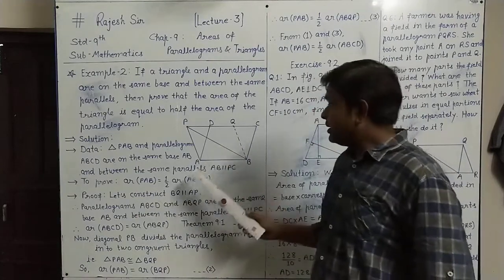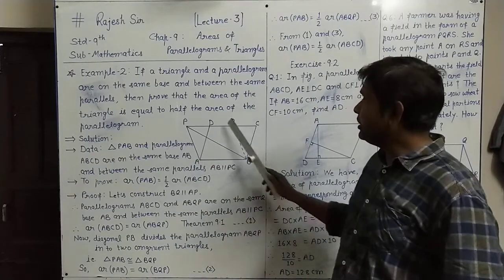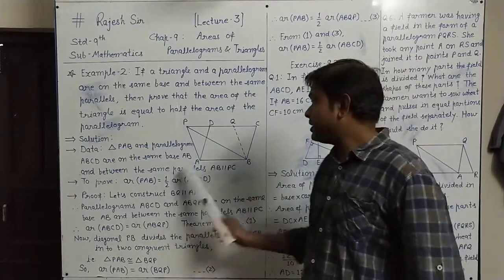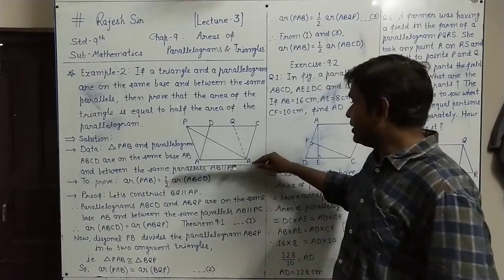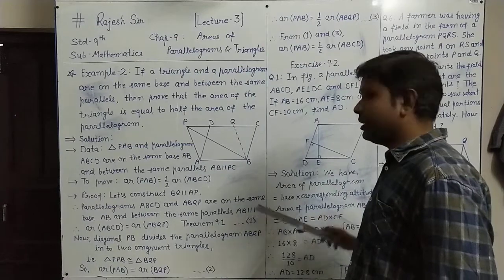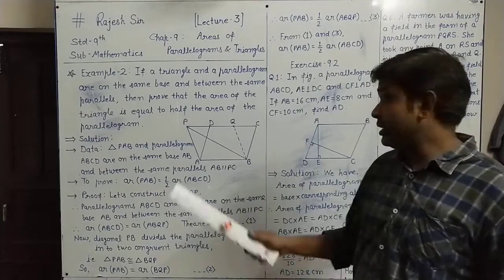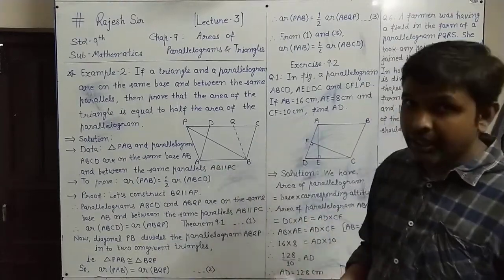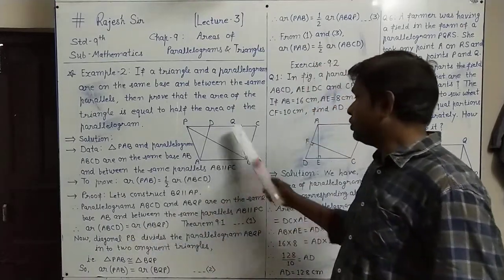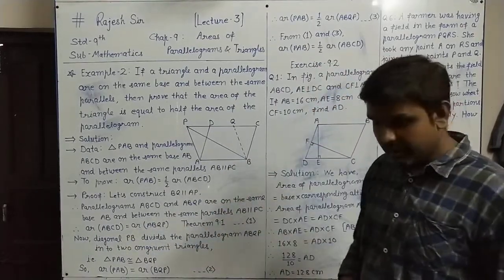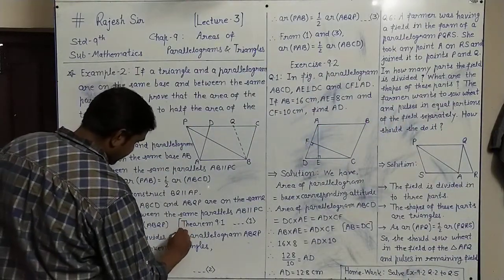Now you can see the parallelograms ABCD and ABQP are on the same base AB. They have the same base AB and are between the same parallels, AB parallel BC. In theorem 9.1 we have proved that if two parallelograms have the same base and are between the same parallels, their areas are equal. So we have used: area of ABCD equals area of ABQP, by theorem 9.1. This is the reason we write in the bracket, and call it result 1.